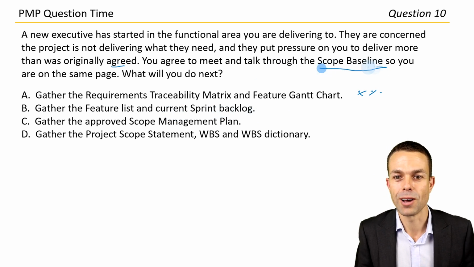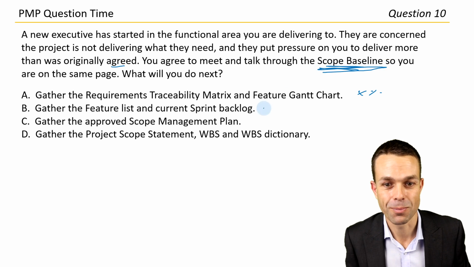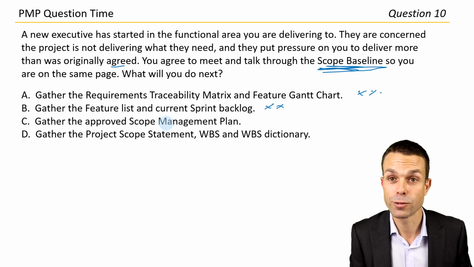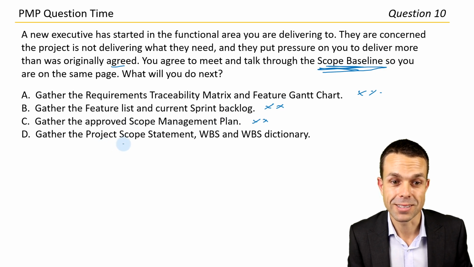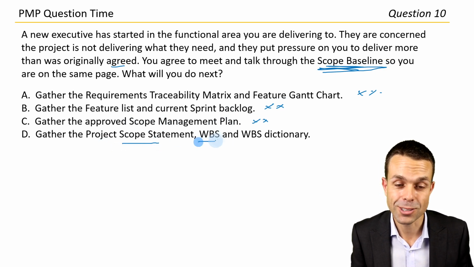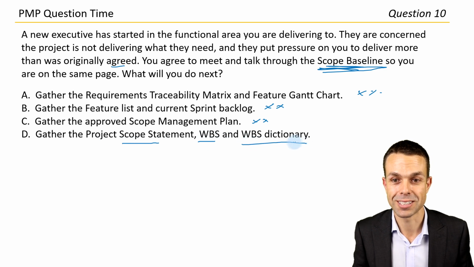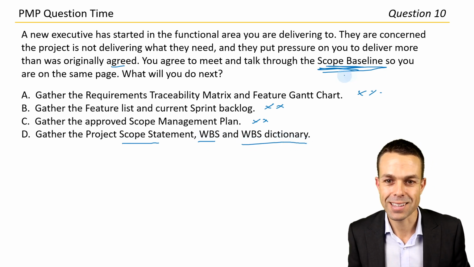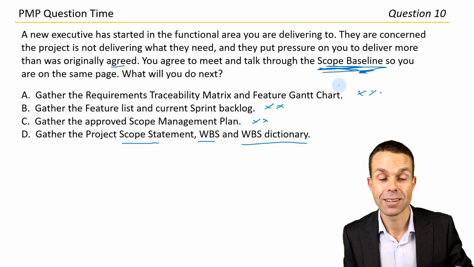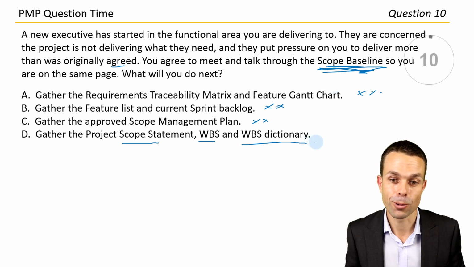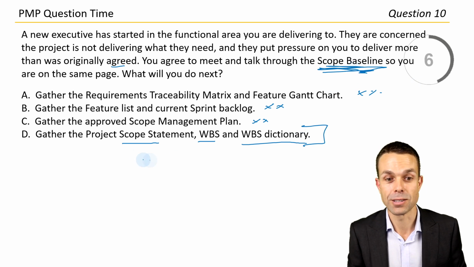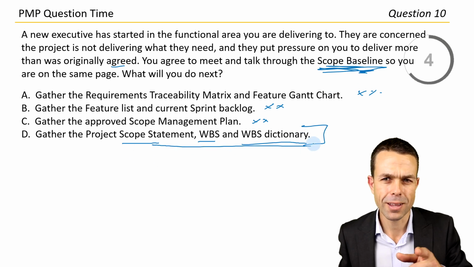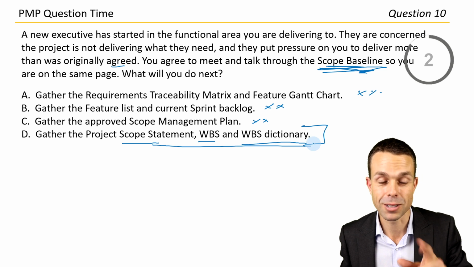The scope baseline. Okay, we're talking about the scope baseline. So that's not the scope baseline. Approved scope management plan. That's not the scope baseline. The scope baseline is the scope statement, work breakdown structure, and work breakdown structure dictionary. And once we figured out that that's actually what they were asking about, we're going to get that and talk through that with them. That's your scope baseline, those 3 items there. I think there's another one as well, but I can't remember what it is, but it's definitely answer D.